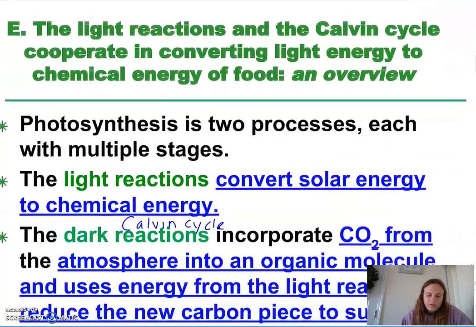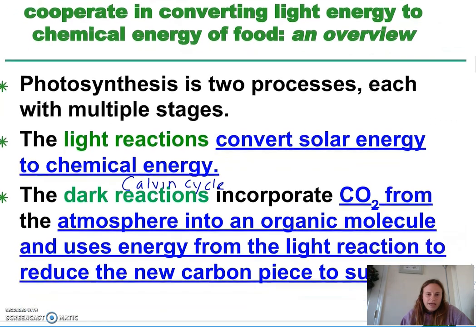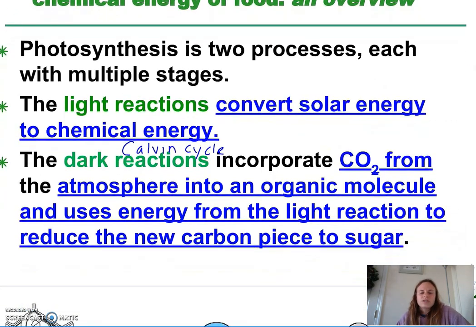Now, the two major stages involved in photosynthesis are the light reaction and the dark reaction. Within these two stages, there are intermediate stages, but these are the two overall larger stages. So the light reaction converts solar energy to chemical energy. The dark reaction, which is also called the Calvin cycle, takes carbon dioxide from the atmosphere and uses energy from the light reaction to reduce carbon dioxide, or that new carbon piece, to sugar.